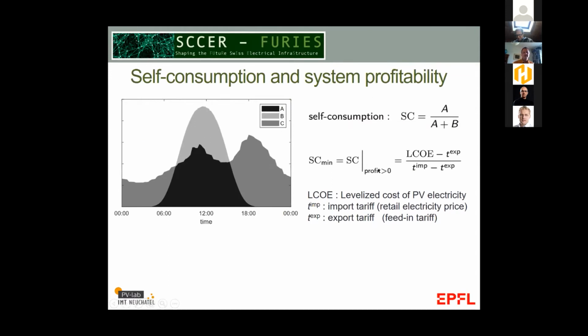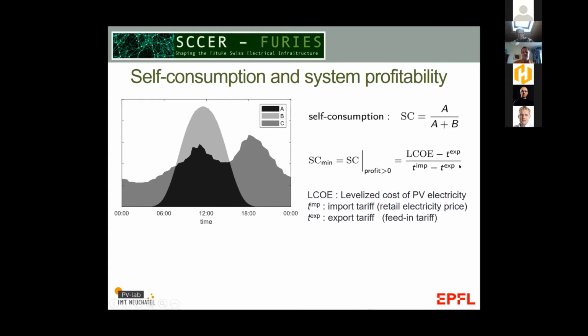Okay. So basically, what you see here is a load curve in medium gray, with the PV production in the middle. And we can define self-consumption as the black area divided by the area of the PV production. And if you look at system profitability, without any other financial incentive, there is a minimum self-consumption which will provide a profit to the system.